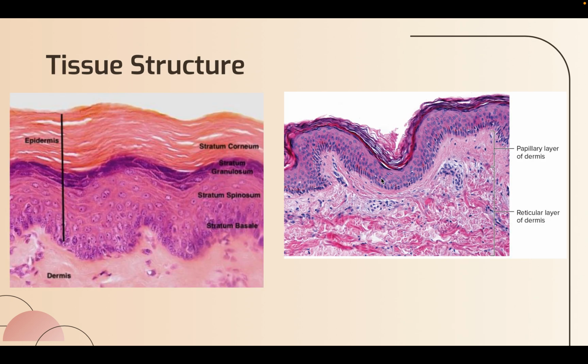Here we have our tissue structures. The first picture is the epidermis, obviously, and you can see those 5 layers, and then a little bit of the dermis. And you can see the difference in those tissues from the epidermis to the dermis, and you can even see it here in the 2 layers of the dermis. You can see the difference between that areolar connective tissue and then that dense irregular connective tissue.